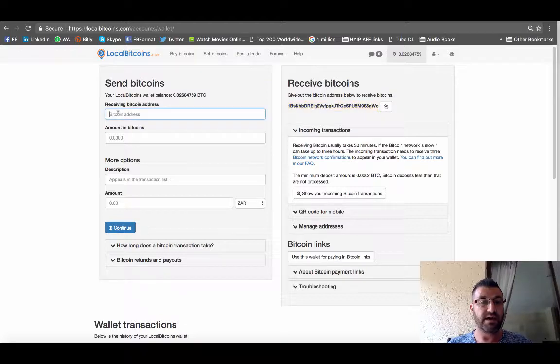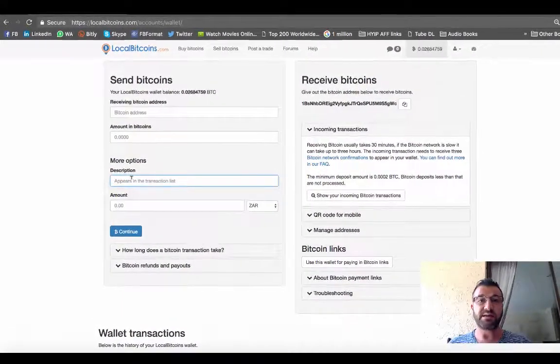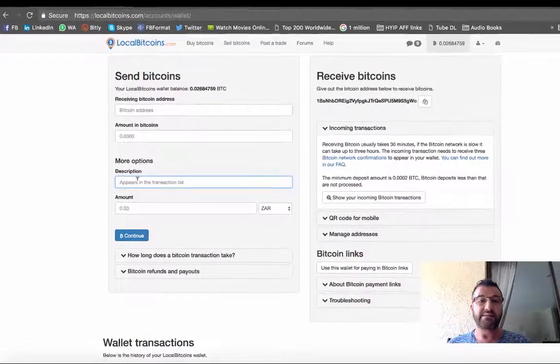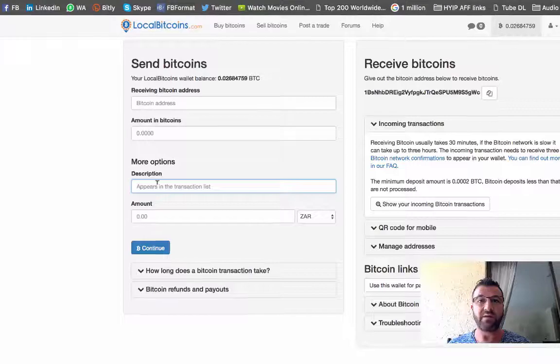plug that into here, receiving Bitcoin wallet address. So if I'm sending to an address, that's where I would put that address, the receiving address in there. This is the amount of Bitcoins I want to send to the person. This is the description. So the description is basically for my reference, and just so that I can keep track of what I'm buying Bitcoin for.